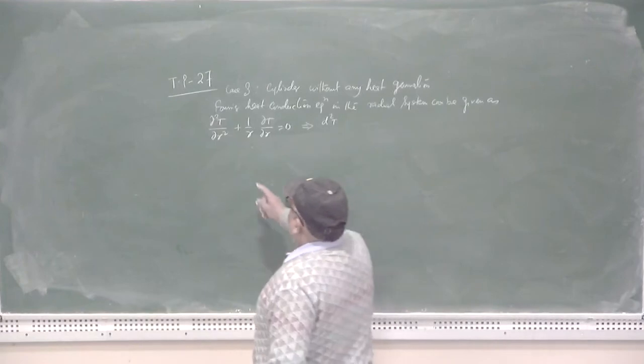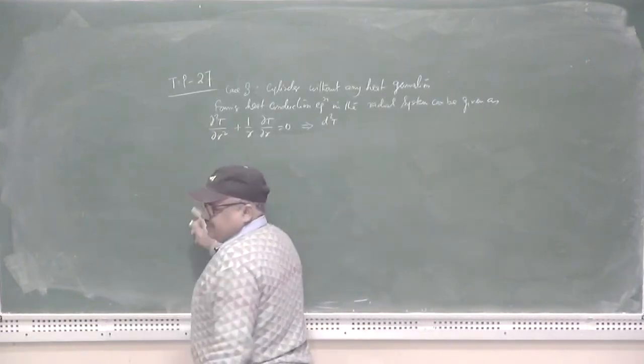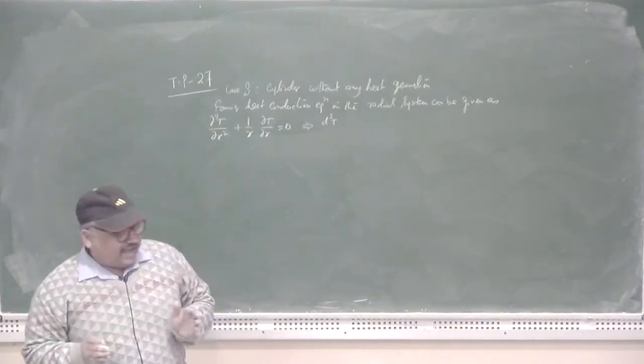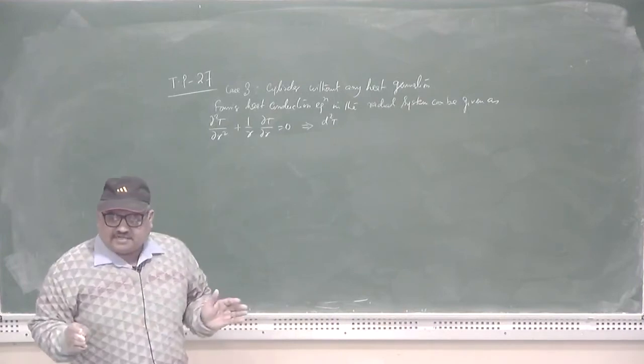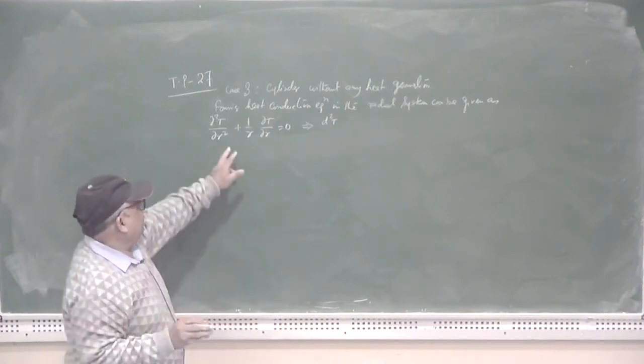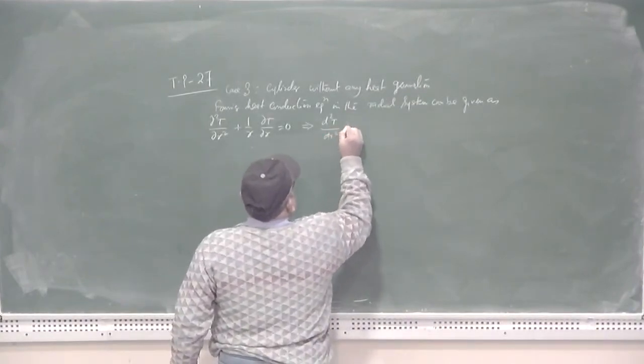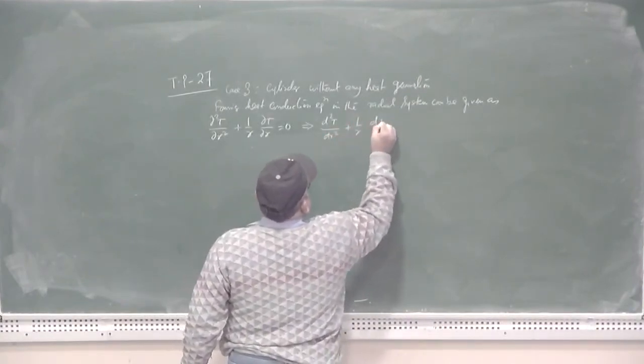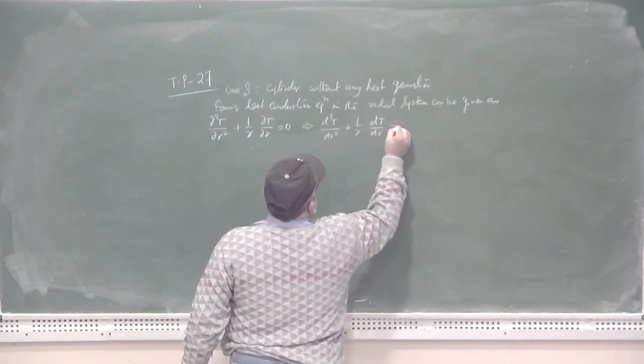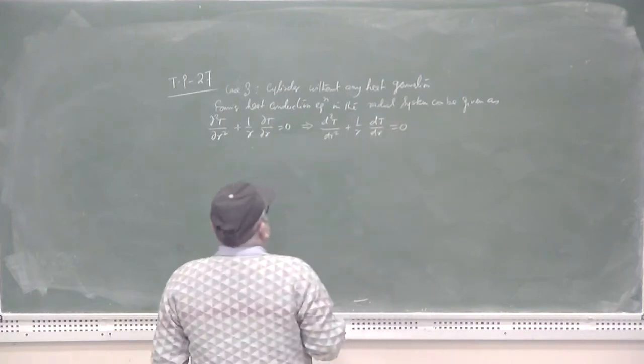So if I am assuming that the temperature is varying in the radial direction only, then this equation can be given as d2T upon dr2 plus 1 upon r dT upon dr, that we are transforming this partial derivative into the complete derivative.